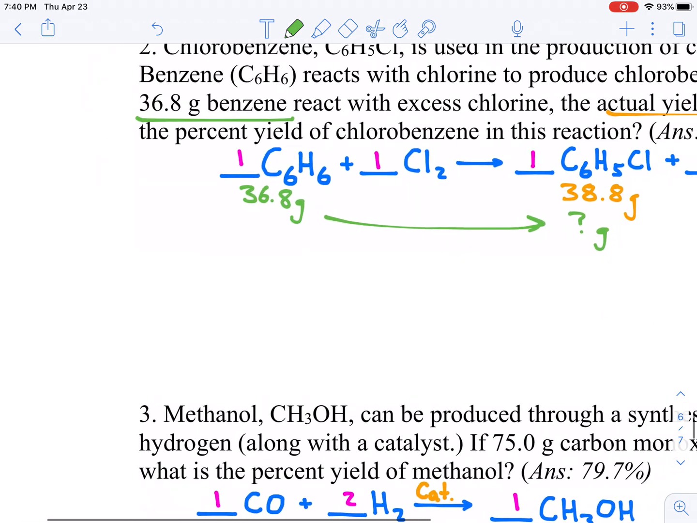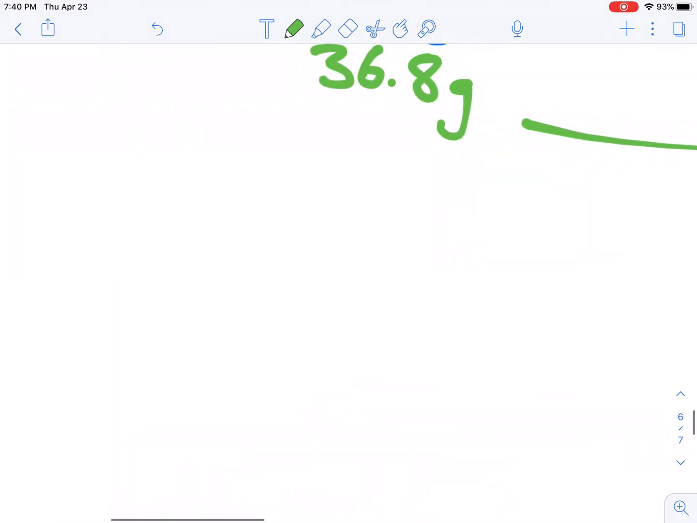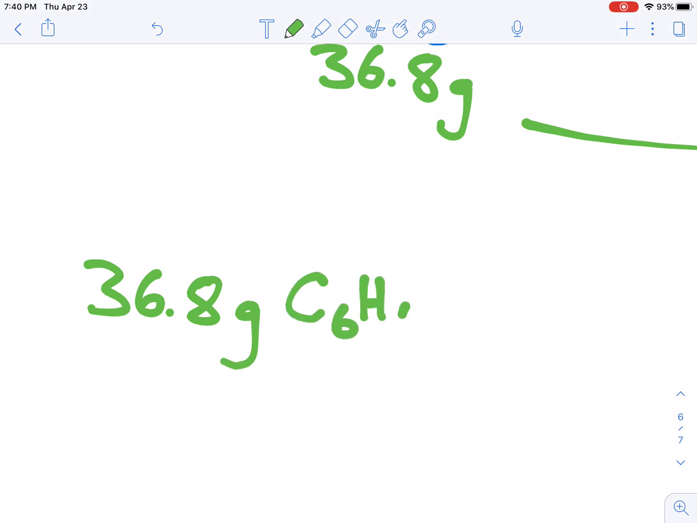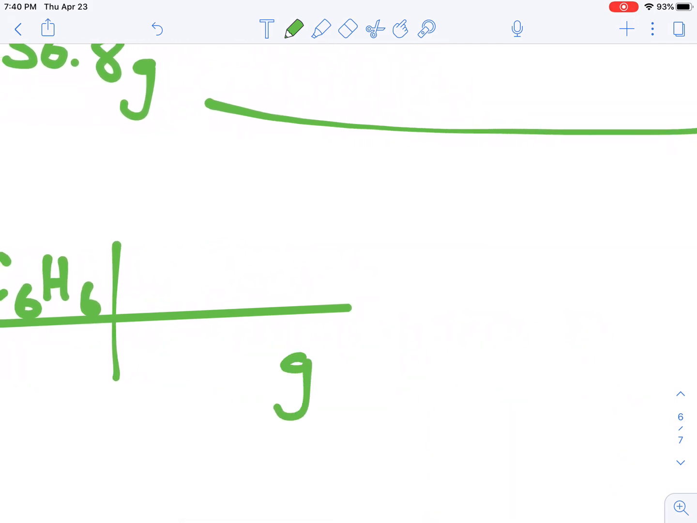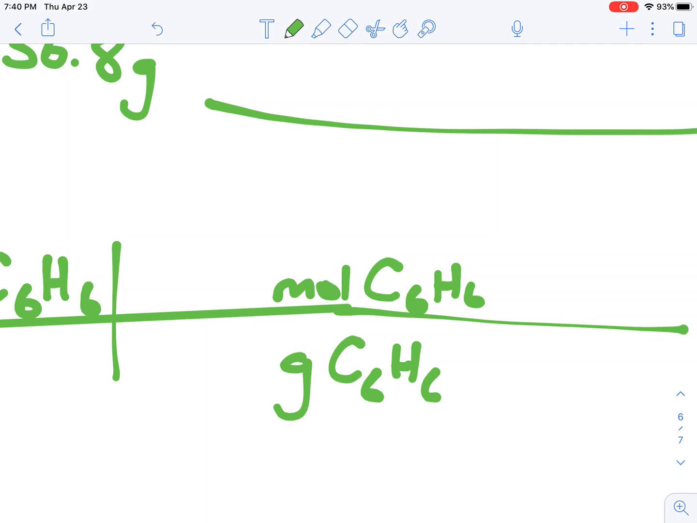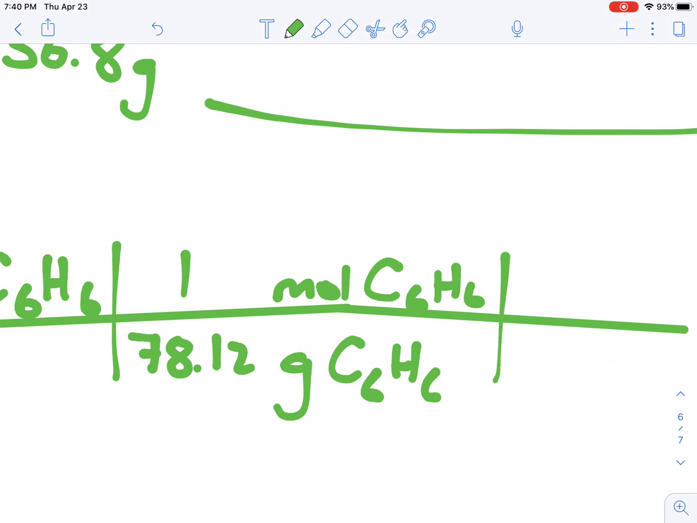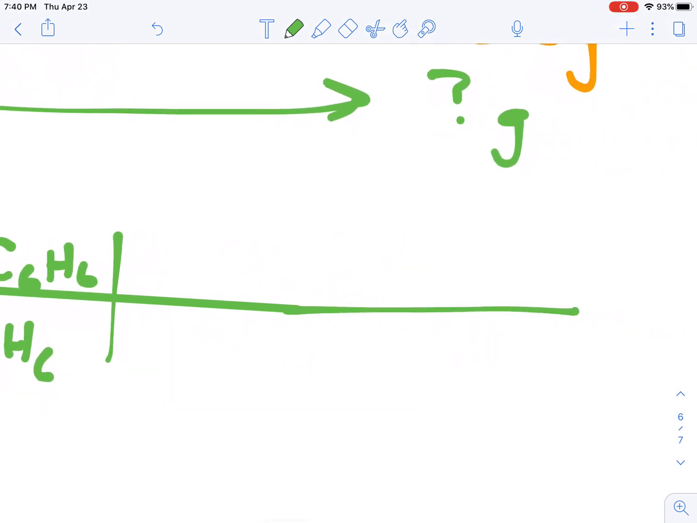Let's start with what we know, 36.8 grams of benzene, which is C6H6. Before we do anything else, we know that grams of benzene can go downstairs. We need to get some moles, because moles is our unit that allows us to go from one thing to another in a chemical equation. That number comes from the periodic table. You should try that on your own, but once you do it, you'll notice it comes out to 78.12 grams for every 1 mole.